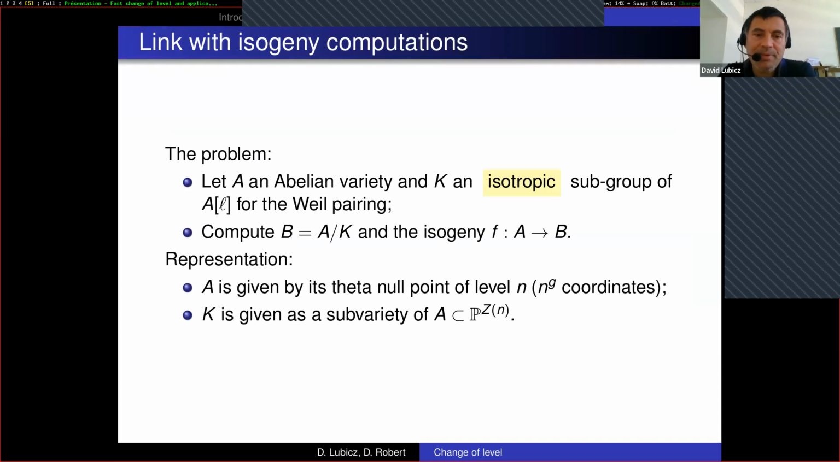So an immediate application of this change of level algorithm concerns the general problem of computing isogenies between abelian varieties. So the problem is the following. We are given an abelian variety A and K, an isotropic subgroup of the L-torsion of A for the Weil pairing. And we want to compute the quotient of A by K and the isogeny from A to B. So in terms of representation, A will be given by its theta null point of level Ln, so by just n^g projective coordinates. And K is given as a subvariety of A inside the projective space of the correct dimension.